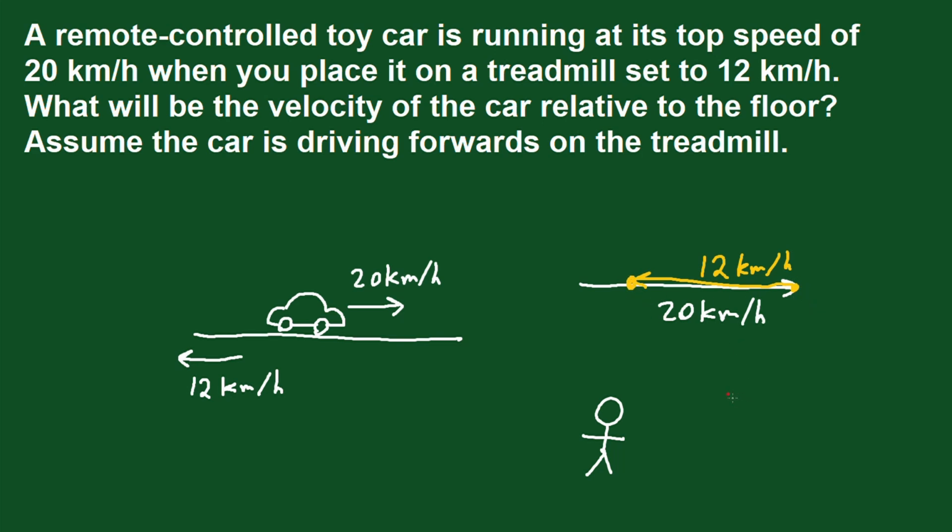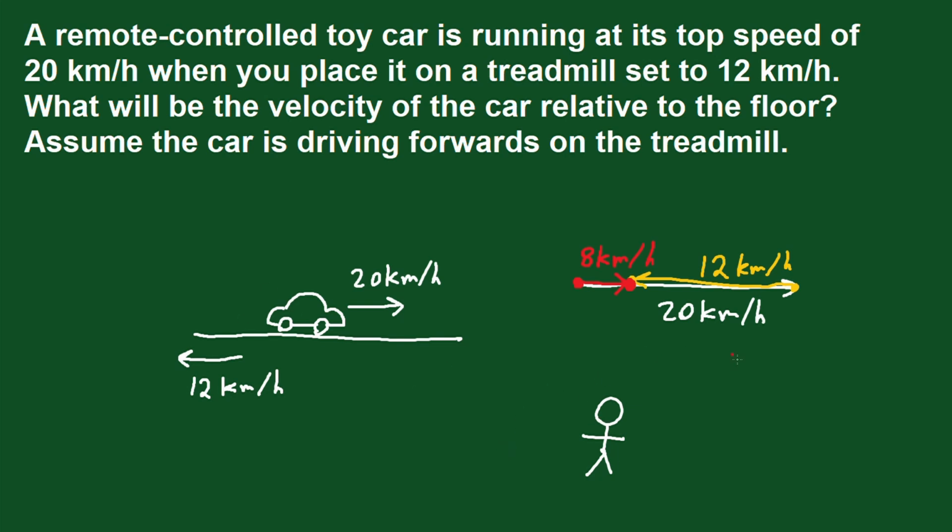So now what's the resulting vector? Well, the resultant is, we got to look at where we started, where we ended up. That is your resulting vector. If this is a distance of 20 and we go backwards a distance of 12, what we've done is gone forwards by 8 kilometers per hour. So that vector represents the speed of the car relative to the floor, relative to us if we were standing on the floor observing this.